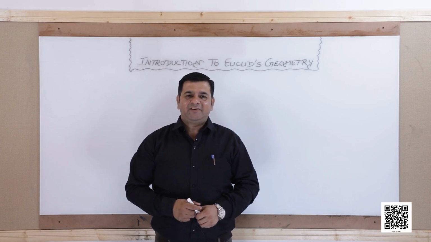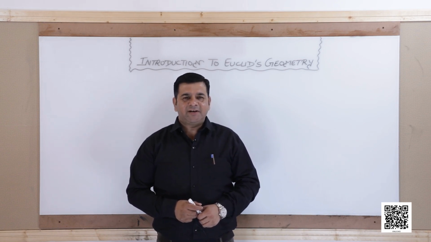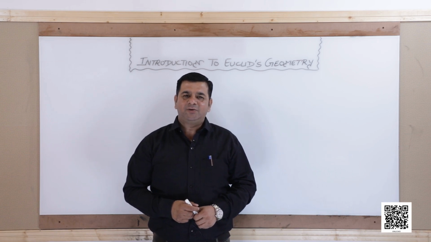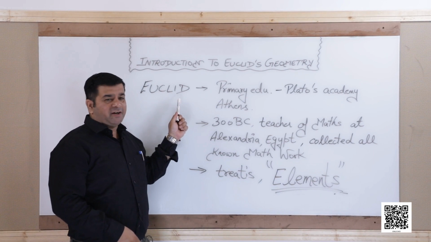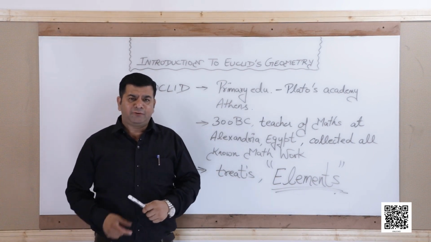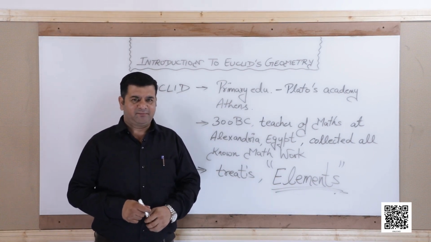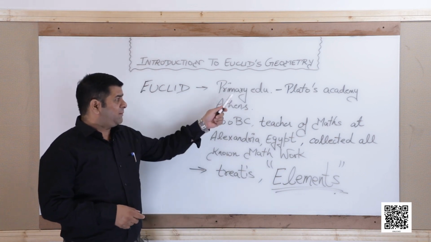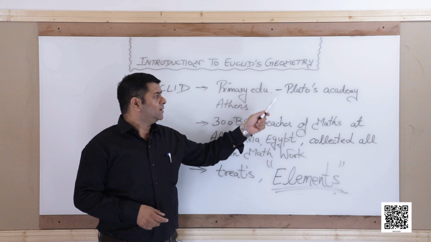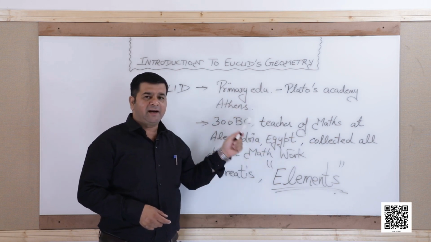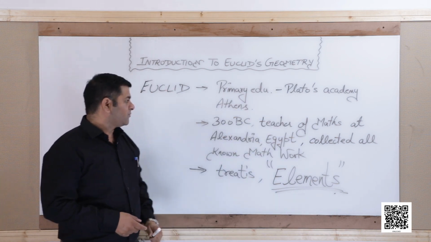Today we are going to study Euclid's Introduction to Geometry. Let's start. Euclid. Euclid's full name was Euclides. He got his primary education from the great philosopher Plato's academy at Athens.